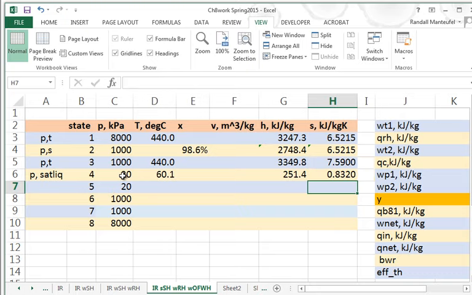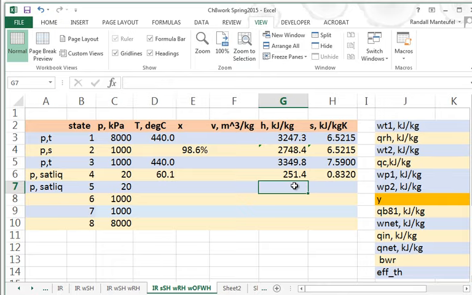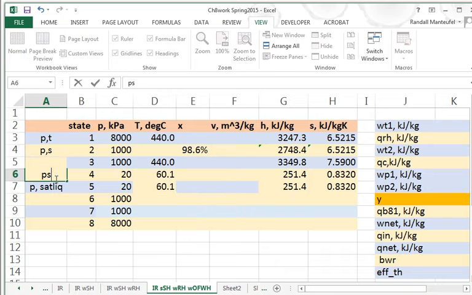That was after, I messed up here. That was state 4, wasn't it? So I need to do this one, P sat liquid. And this one, let me just copy these. I messed up. How many people were saying, hey, he's off, he's going off on a wrong tangent? But anyway, state 4 is pressure, entropy. It's after that second turbine stage, true?